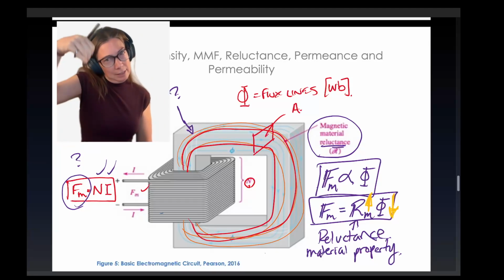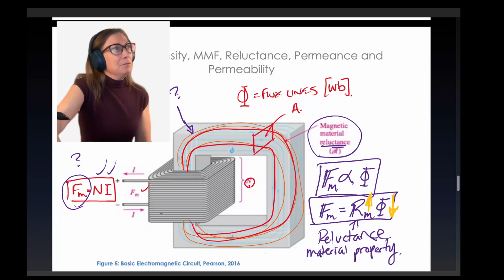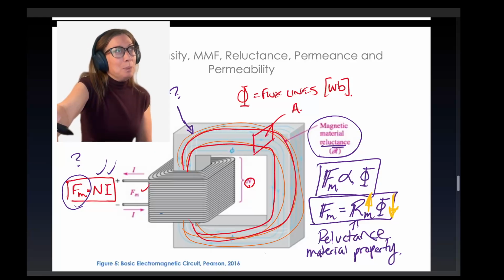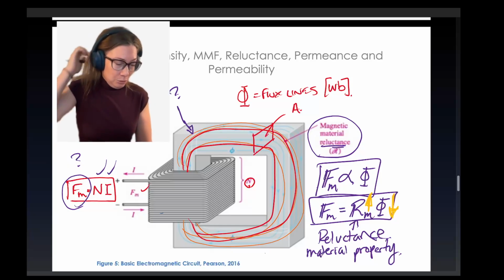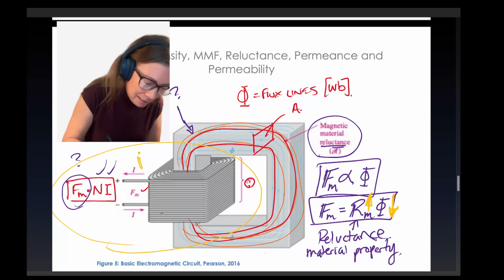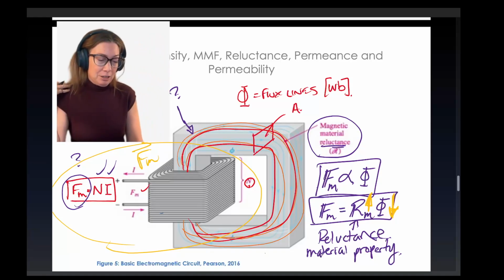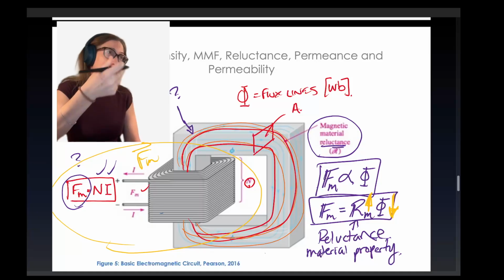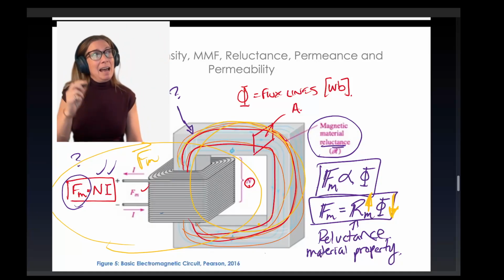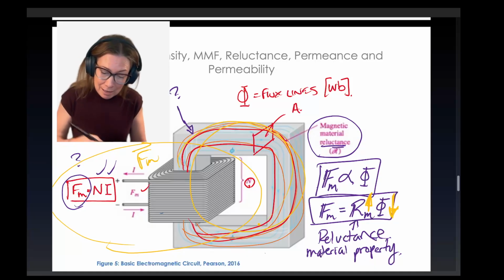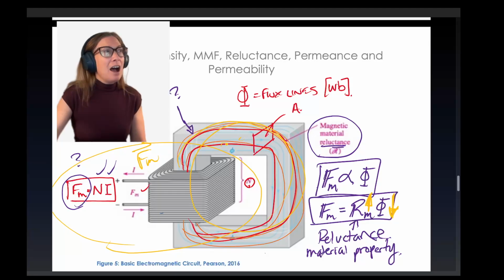If reluctance increases, then flux is decreasing for a given magnetomotive force that gets induced by the current flowing through those coils. So we have current flowing through the coils that makes an Fm. That Fm does actually have a direction. That Fm is going to now induce these magnetic flux lines, but how many magnetic flux lines depends on the material. The material has a reluctance.